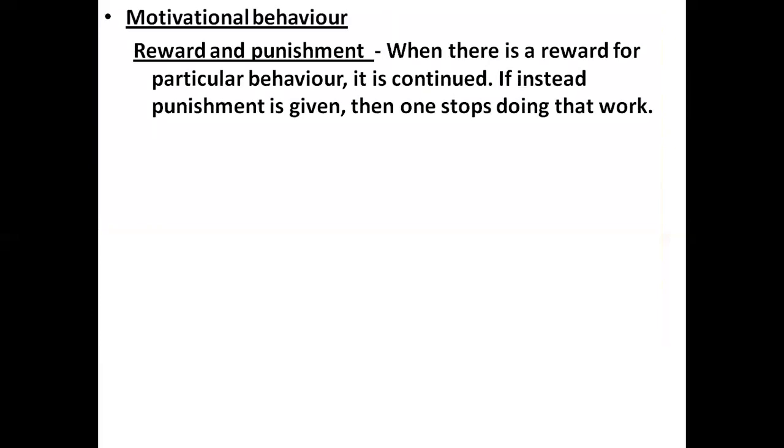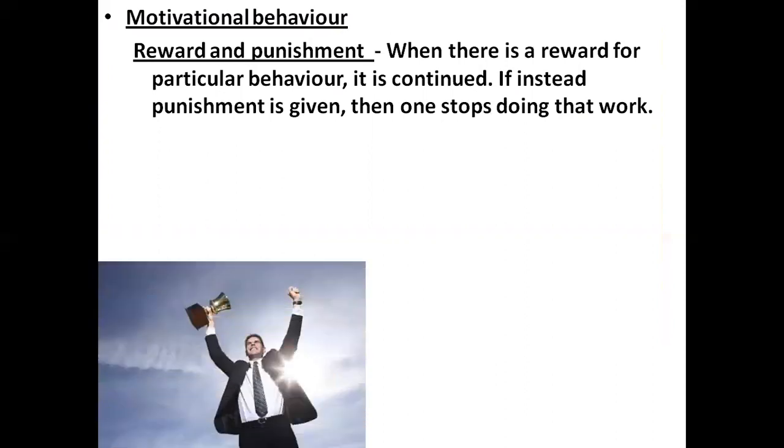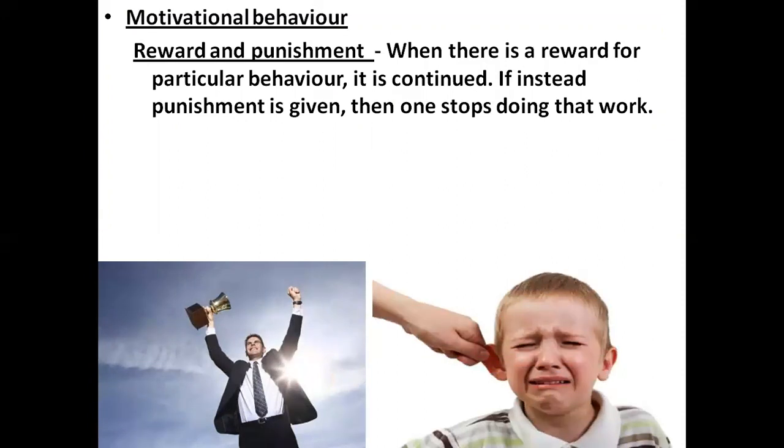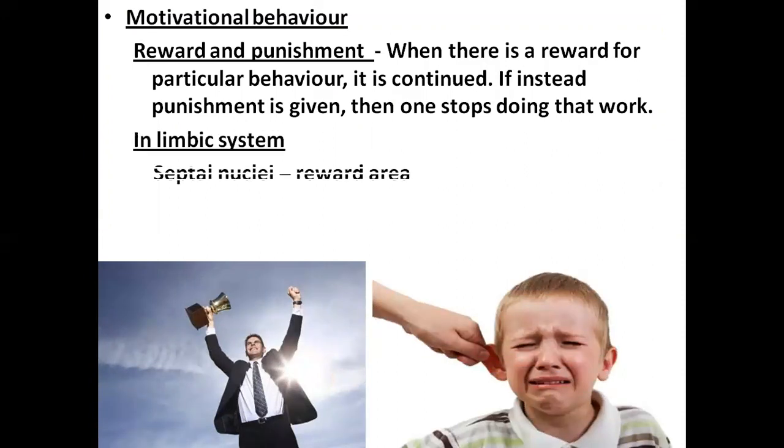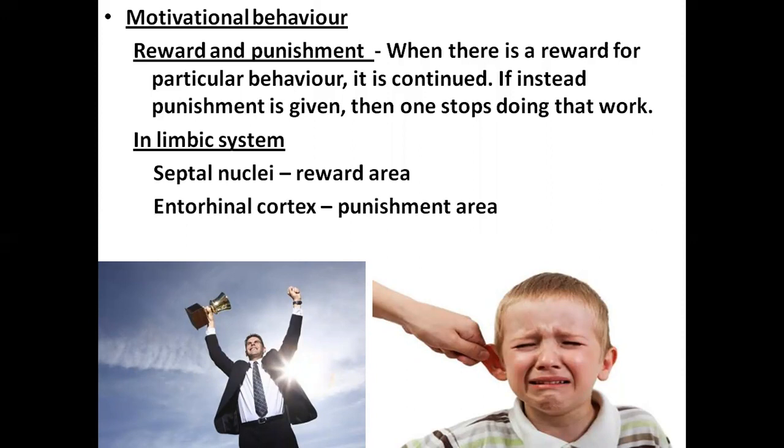Motivational behavior, as I already told you, involves reward and punishment centers. When there is a reward for a particular behavior, it is continued. So we are encouraged, yes, come on, let's do it. But if punishment is given instead, then one stops doing that work. If you say, don't do this, and give a slap, then the child doesn't do it that often. Okay, so that is your reward and punishment centers. In the limbic system, the septal nuclei are your reward area, and the entorhinal cortex is your punishment area.